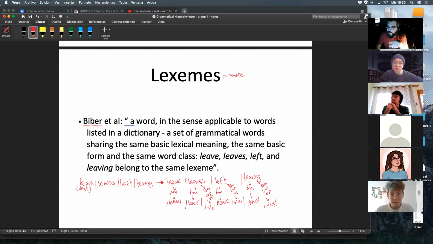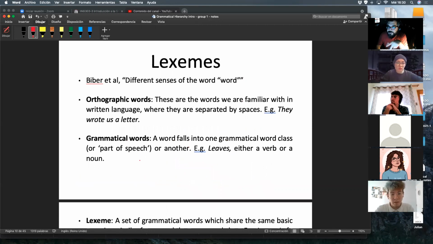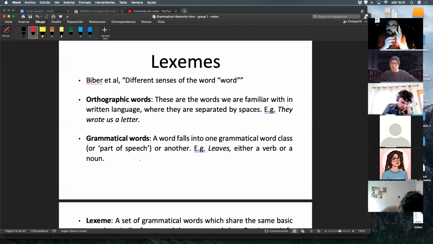No? Okay, good. I'm going to move on. Lexemes. As I was telling you, there is a problem with the definition of the word word, because it can be defined in very different manners. Therefore, Biver says that there are different senses of the word word. So we're going to use 3 different criteria to define what a word is. The very first of them is the orthographic definition. Here I wrote down orthographic word, but I can also call it the orthographic definition.